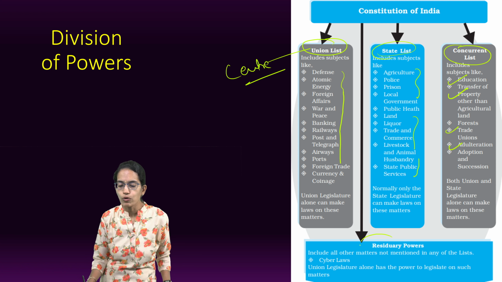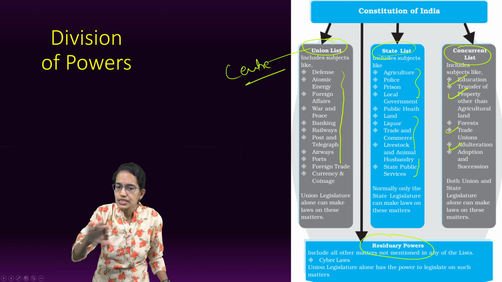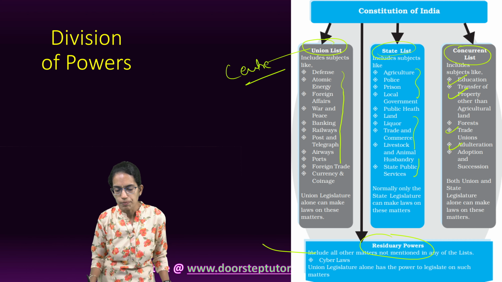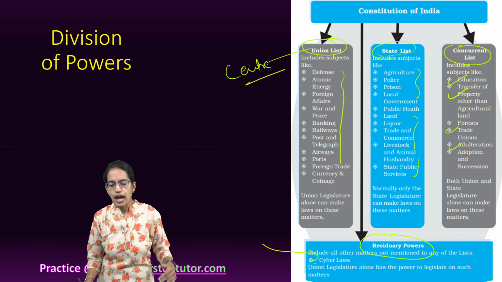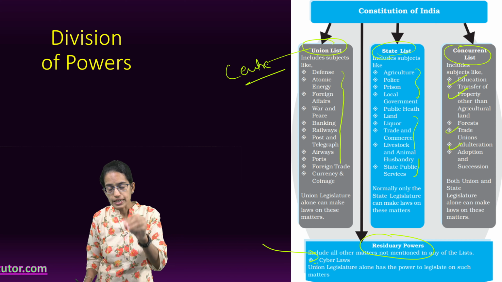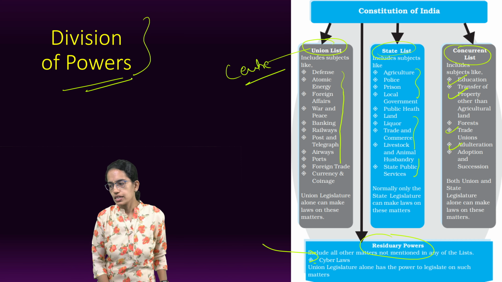But there are also what are called as residuary powers. They are the powers which are not mentioned either in the union, state or the concurrent list, but they still exist. For example, the cyber laws in India, and the union legislature has the power to actually take decisions in certain matters. Now, these division of powers are really important.